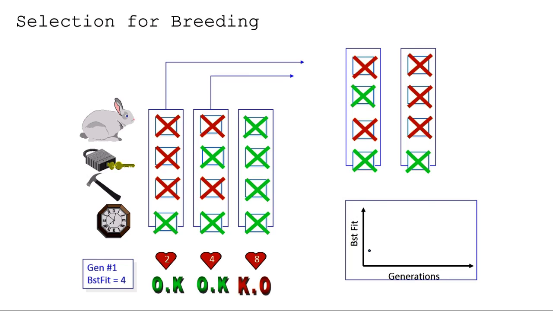So again, I do a K tournament, K equal 2, and this is the individual I get. So selection for breeding, done. Notice that I didn't remove those individuals from the population. That's a mistake a lot of people make the first time they implement an evolutionary algorithm.